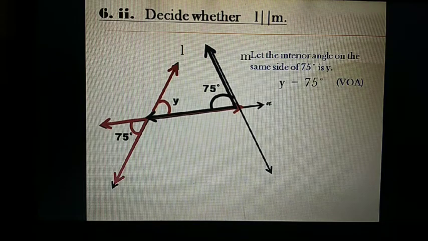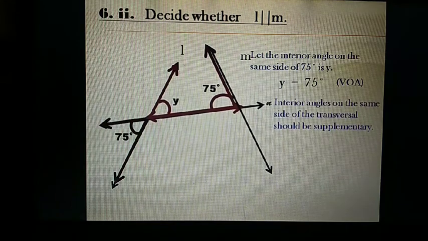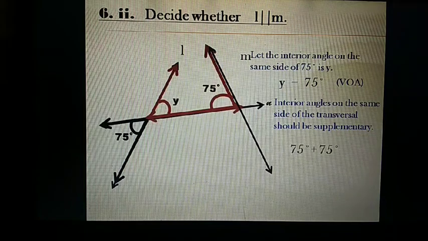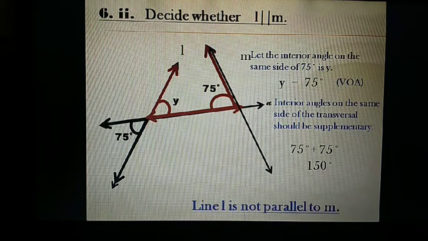Now both the values of the interior angles on the same side of the transversal are clear to you. So we can use the property that interior angles on the same side of the transversal should be supplementary if the lines are parallel. So add the two angles. The answer is 150 degree. So again we can say that line L is not parallel to M as the interior angles on the same side of the transversal are not supplementary.